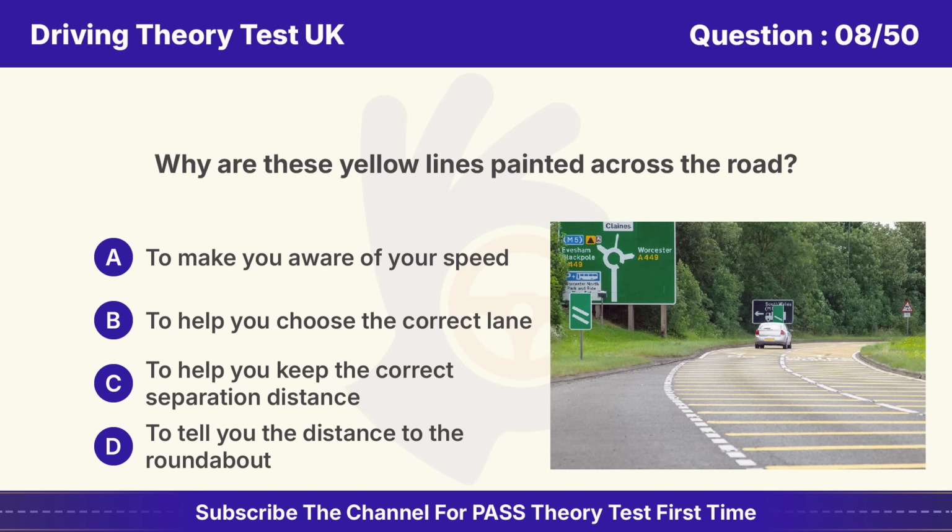Question 8. Why are these yellow lines painted across the road? Option A. To make you aware of your speed. B. To help you choose the correct lane. C. To help you keep the correct separation distance. D. To tell you the distance to the roundabout.